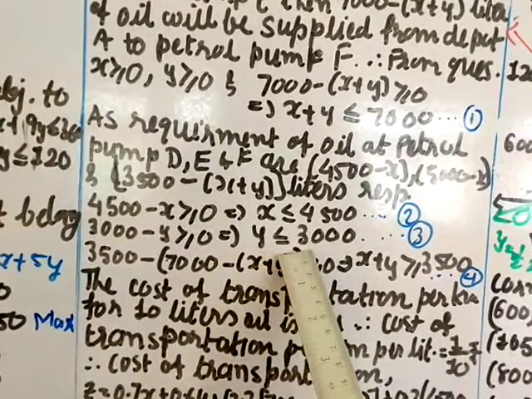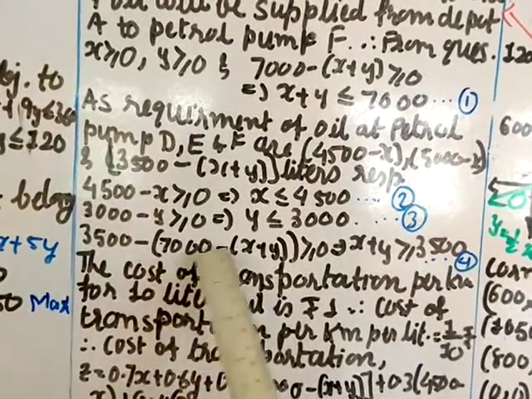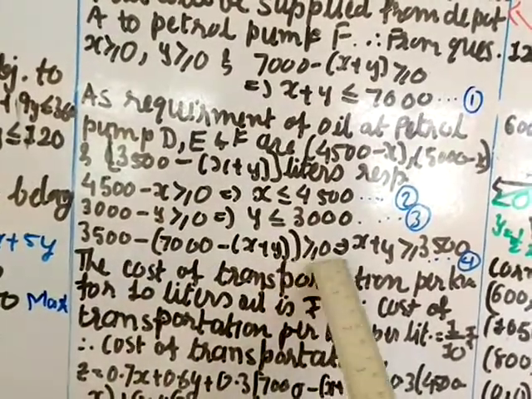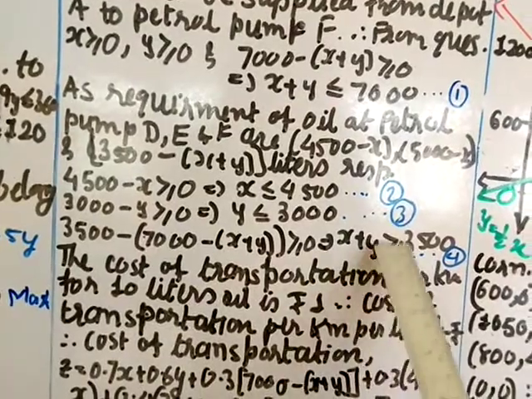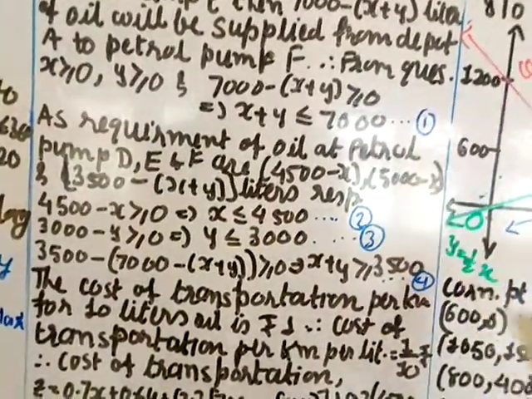That means y is less than or equal to 3,000. Call it number 3. And 3,500 minus (7,000 minus x plus y) greater than or equal to 0. This gives you x plus y greater than or equal to 3,500. Call it number 4. So these 1, 2, 3 and 4 are the equations we have to draw in the graph.